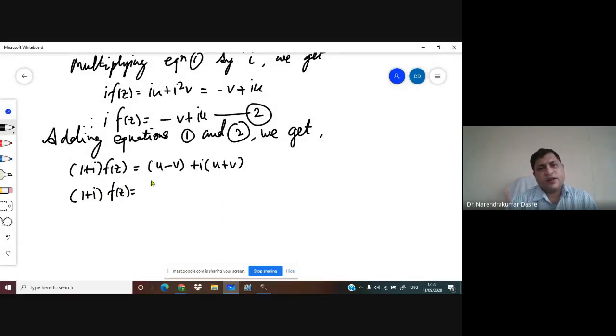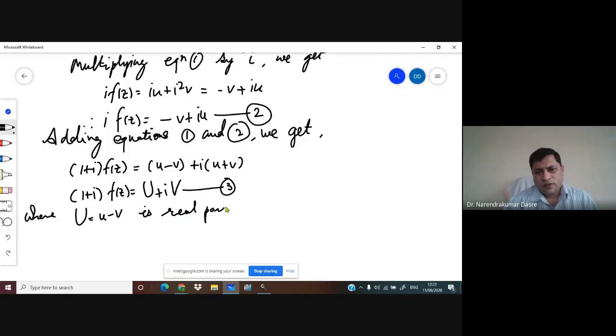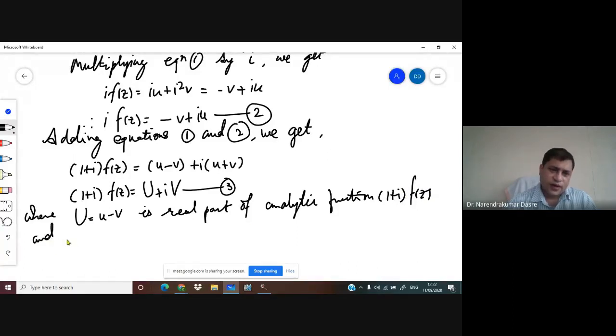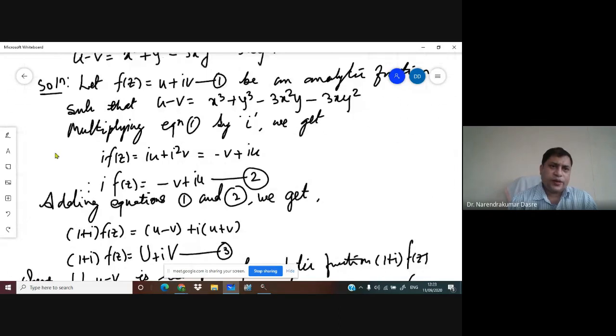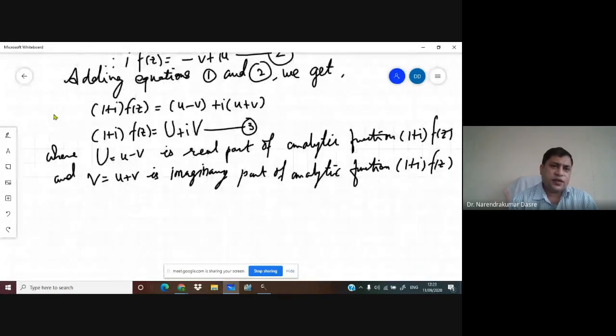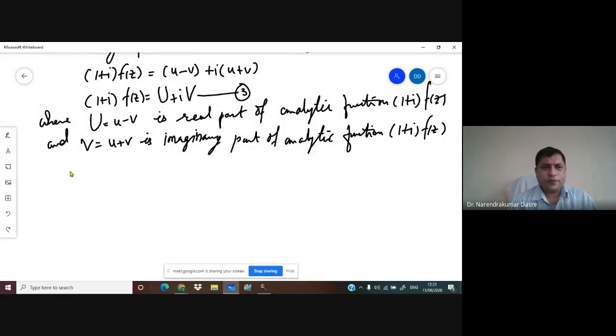Okay, be an analytic function such that u minus v is x cube plus y cube minus 3x square y minus 3xy square. Now multiplying equation 1 by i, what we are able to get is i into f of z is equal to iu plus i square v, so it is going to be minus v plus iu, and hence we have i times f of z is equal to minus v plus iu.